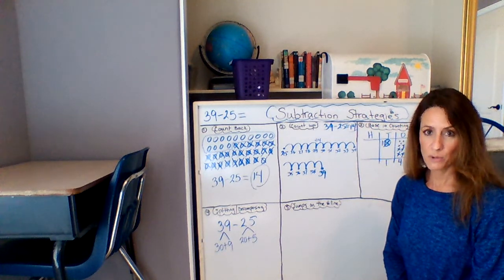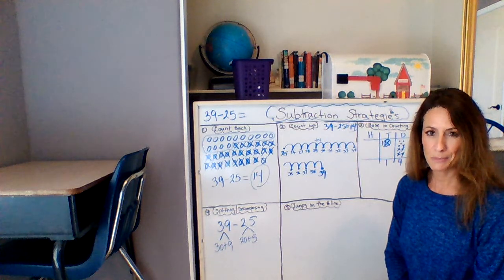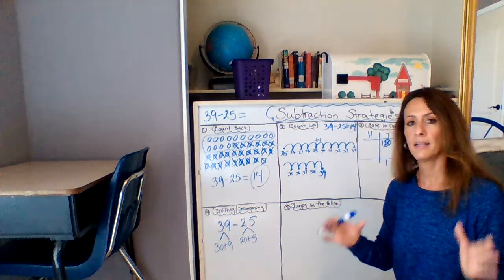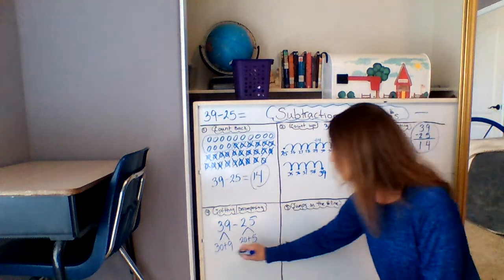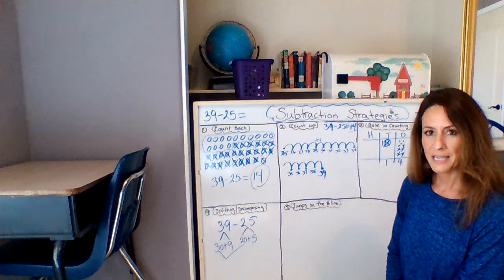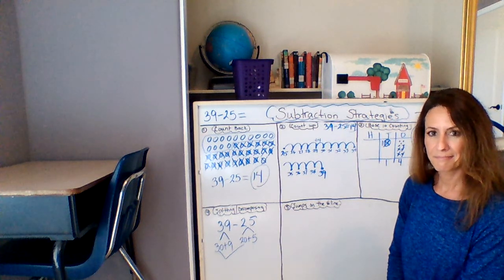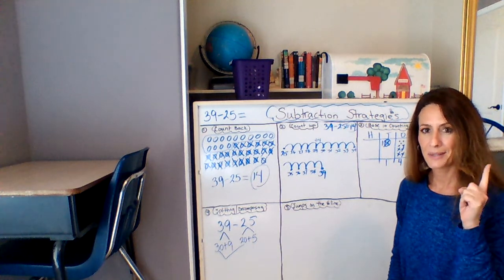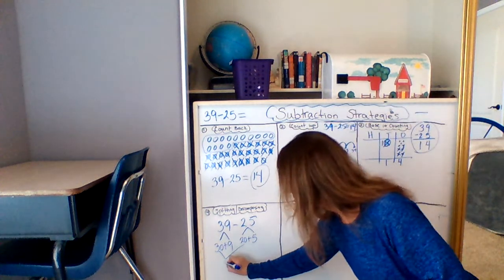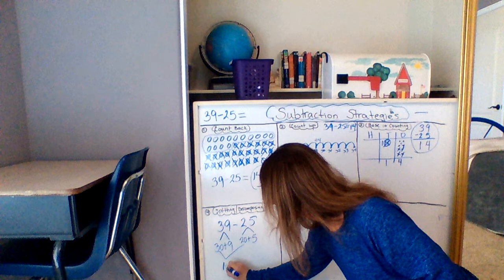Now it's time to do the subtraction part. This is where we start subtracting. Take your tens and subtract them. We have 30 minus 20. How many tens are we left with? Yep. One group of 10, it's just the number 10. 30 minus 20 is 10.